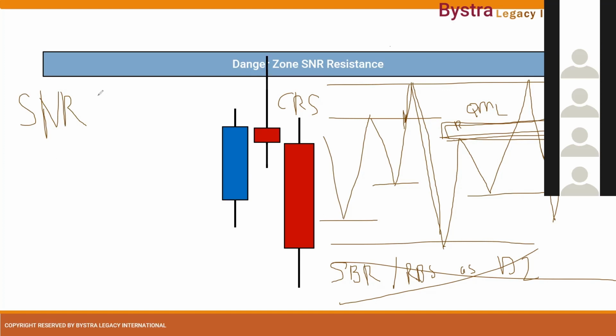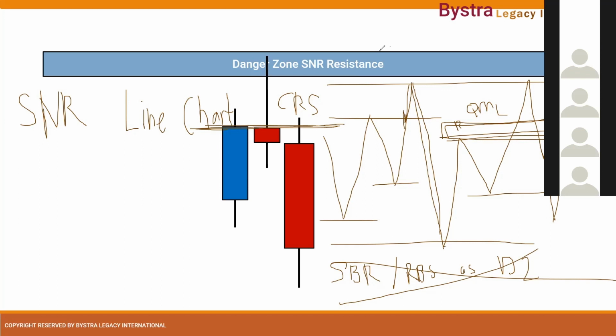If you're not sure how to identify SNR, you can change to the line chart. All right. Those people that are very familiar with the SNR level, we don't have to change to the line chart. For example, here the SNR level is this. See the body of this candle. So this will be our SNR resistance in this area. Anybody has any issue with SNR level right now?